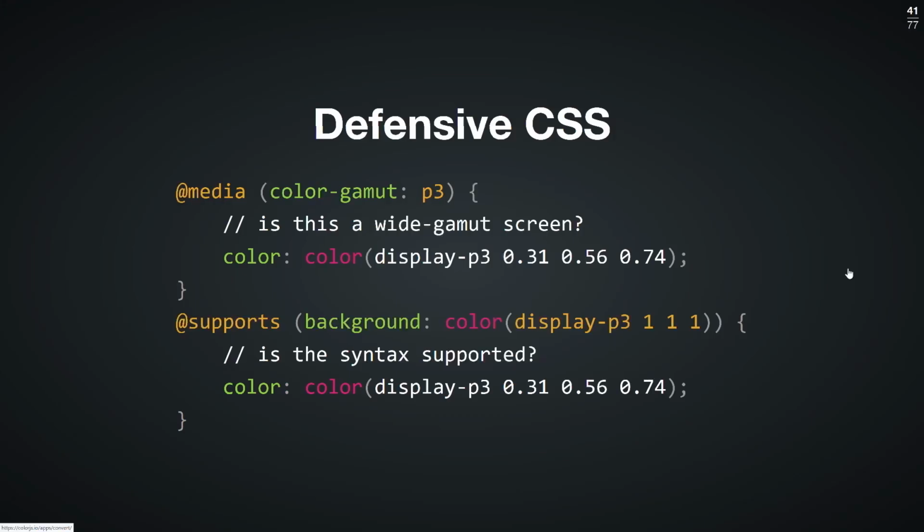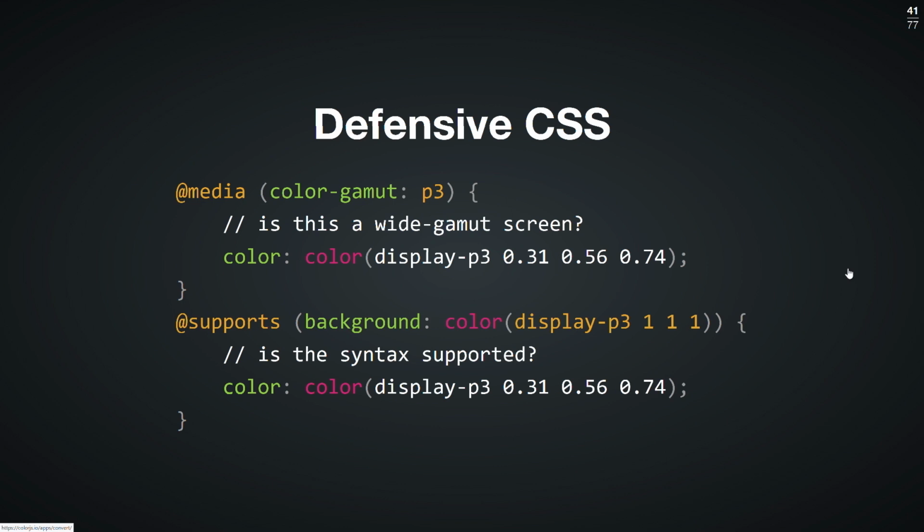So we can't go using this stuff willy-nilly. Of course, we have to check whether it's supported, and here's a couple of ways. Firstly, there's an @media color-gamut. Color gamut has 3 values, which in retrospect we should have called normal, wide, and really wide.